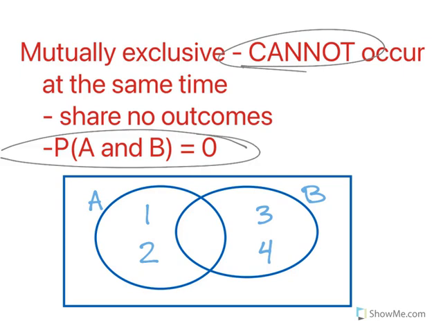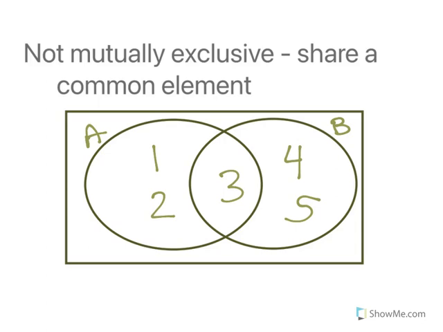Meaning, if we're looking at this Venn diagram here, we have events A and B as two separate circles, you'll notice the overlap. The overlap, which means probability of A and B, is 0. Because they share no common outcomes, there is no overlap. That is huge. So mutually exclusive: no overlap, cannot occur at the same time.